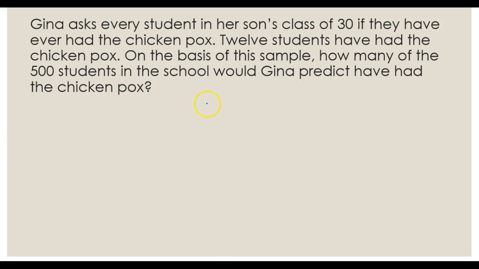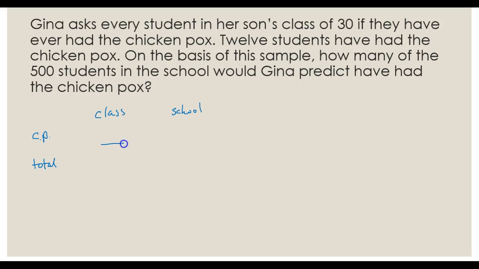Okay, Gina asks every student in her son's class of 30 if they have ever had the chickenpox. 12 students have had the chickenpox. On the basis of the sample, how many of the 500 students in the school would Gina predict have had the chickenpox? So in the class, we're going to have 2 ratios here, right? We're going to have the class ratio, and then we're going to have the whole school. And it's going to be a ratio of chickenpox, say CP, to the total number of students.